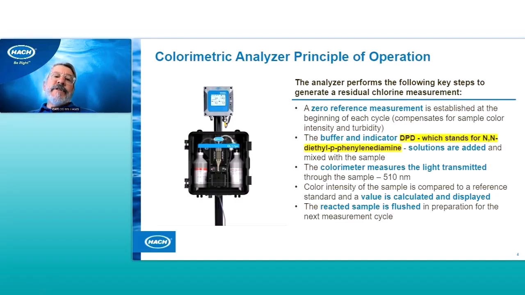So first it does a 0 on the sample coming in, then the buffer and the indicator are added. Once the color is developed that there's chlorine present, it measures the light transmitted through the sample at 510 nanometers. That's the wavelength of light that's used, and that's also part of the approval and the approved method. So the color intensity is compared to the calibration curve that's done with reference standards that's built into the analyzer.